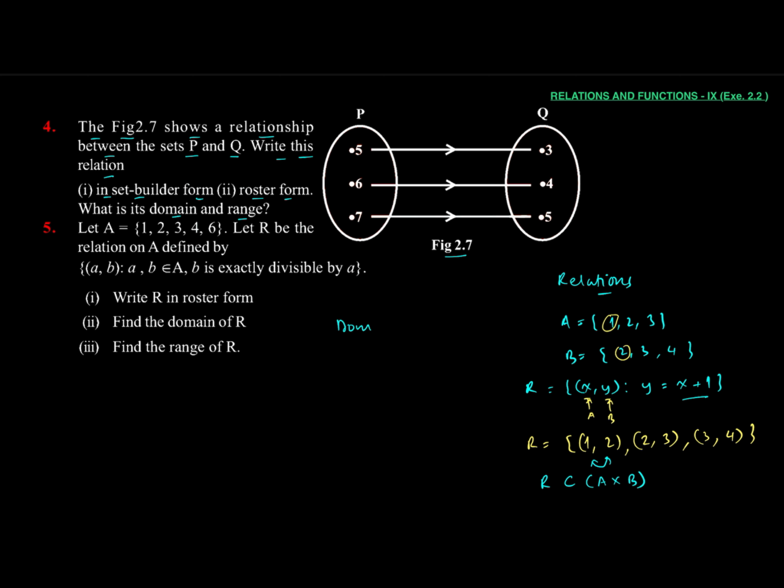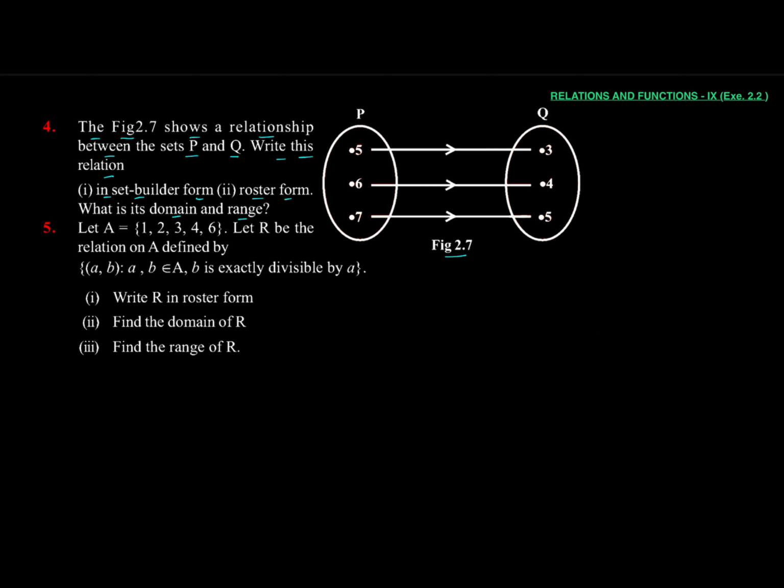We have also gone through domain, codomain, and range. Domain is the set of all first elements of ordered pairs. So in our example, domain will be having elements as 1, 2 and 3. Codomain is the whole set B. And range, it is the set of all second elements of ordered pairs. So in our example, range will be having elements as 2, 3 and 4. Keeping all these things in mind, let us attempt question number 4 and 5.